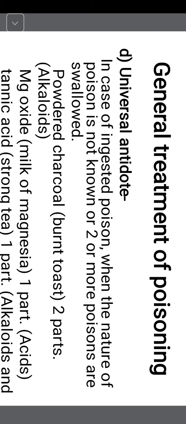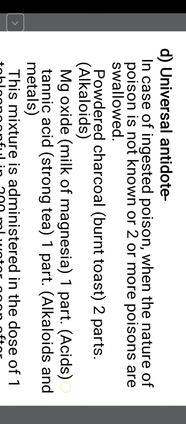In spottings for toxicology, this universal antidote is very commonly asked. It is also a very common question, as well as a 2 mark question in the theory. So, what are the indications when we go for universal antidote? The name only tells you: when the ingested poison is not known.